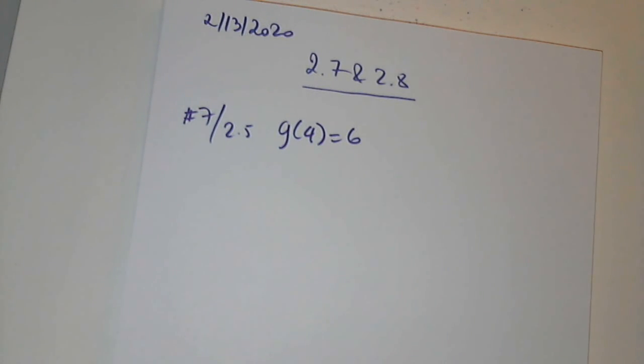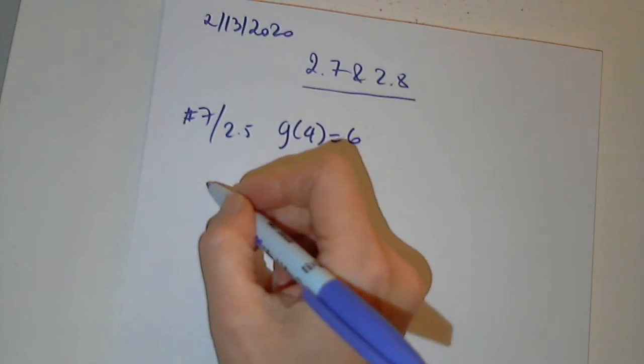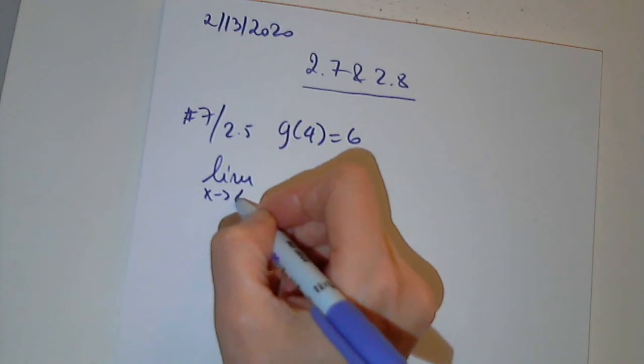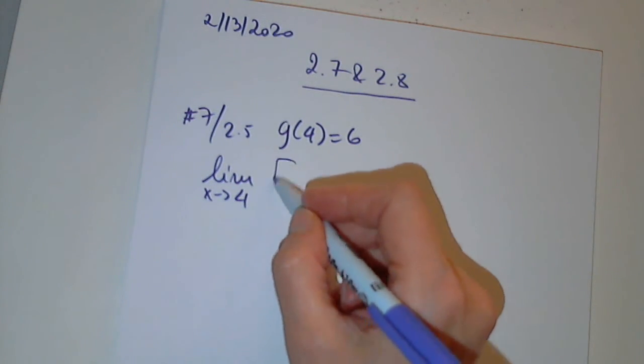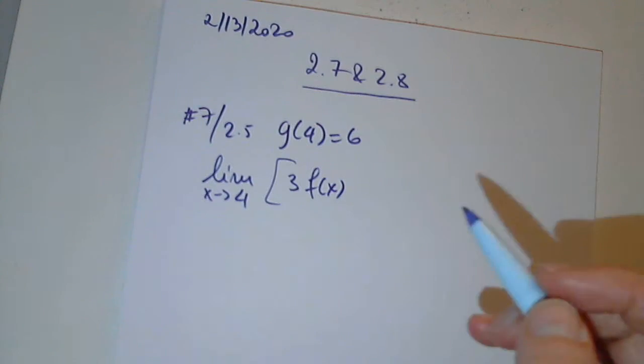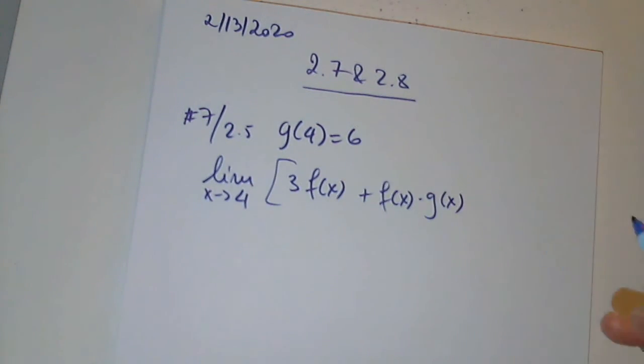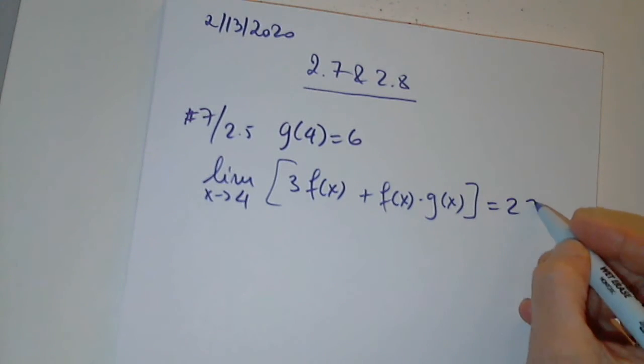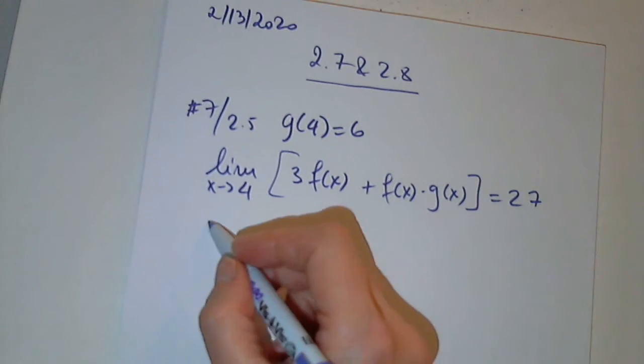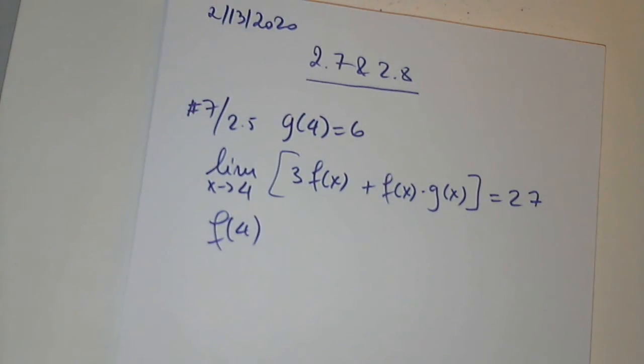...is 6. And we are also told that the limit as x approaches 4 of 3 f of x plus f of x times g of x is 27. We're asked to find f of 4. That is the question. So let me double check that I copied everything correctly.